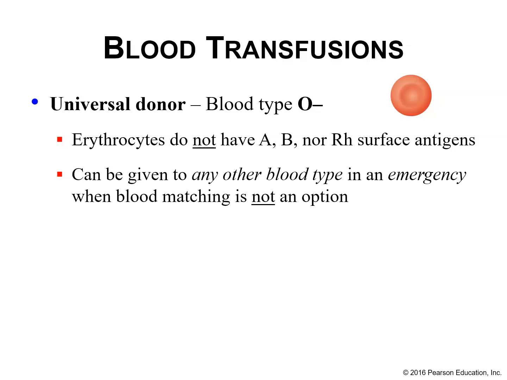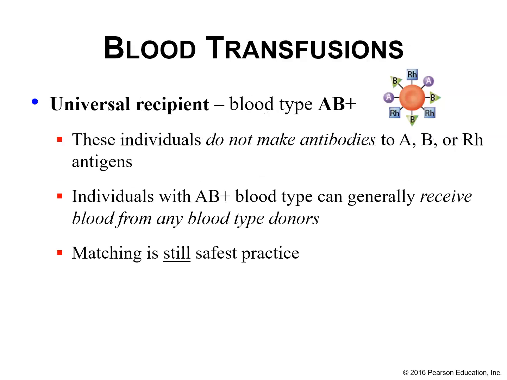So blood type O negative is referred to as a universal donor blood type because their red blood cells do not have either the A, B, or the Rh surface antigens. They can be given to any blood type in an emergency when blood matching may not be an option. The universal recipient is blood type AB positive, because if you're AB positive, you won't have any antibodies in your serum. Those individuals do not make any antibodies to A, B, or Rh antigens, so they can receive blood from anybody.